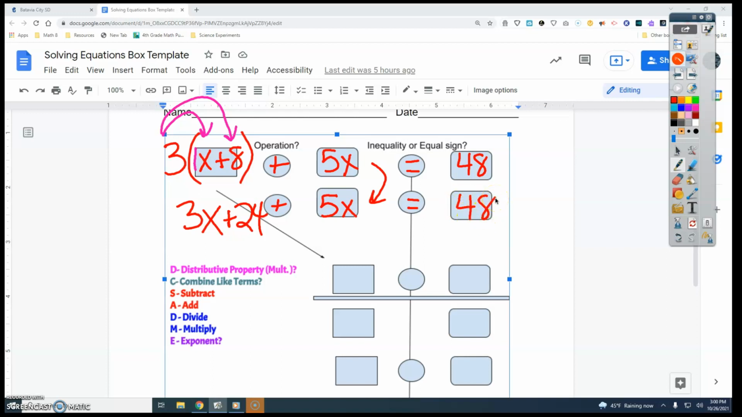Remember, we have multiple terms here. We have 3 terms. Terms are separated by an operation sign. So we have 3 terms on the left side, and you have 1 term on the right, right? So we have a coefficient of 3 and a coefficient of 5.